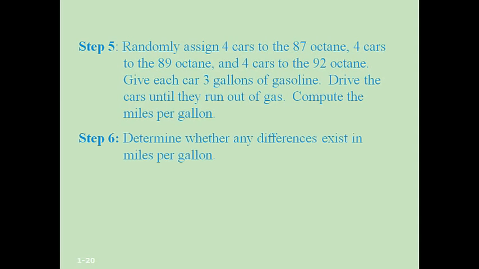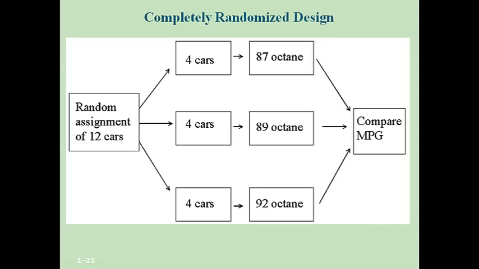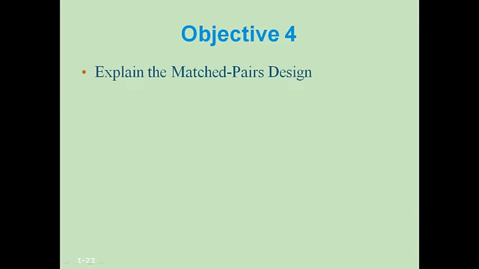Step 6 now, we determine whether any differences exist in the miles per gallon. So this is a completely randomized design, and this gives us a good picture of what we've done in our experiment. Objective 4, we want to explain the matched pairs design.